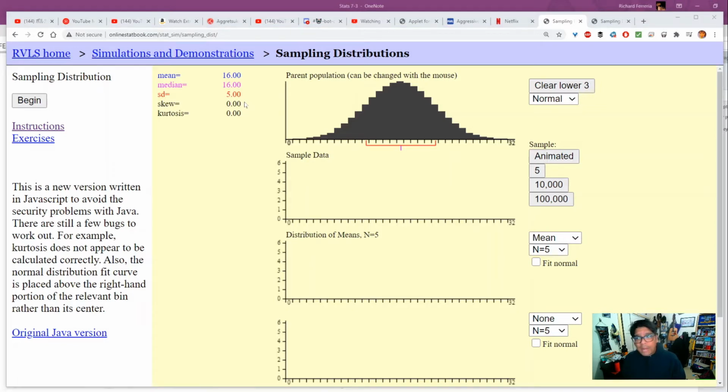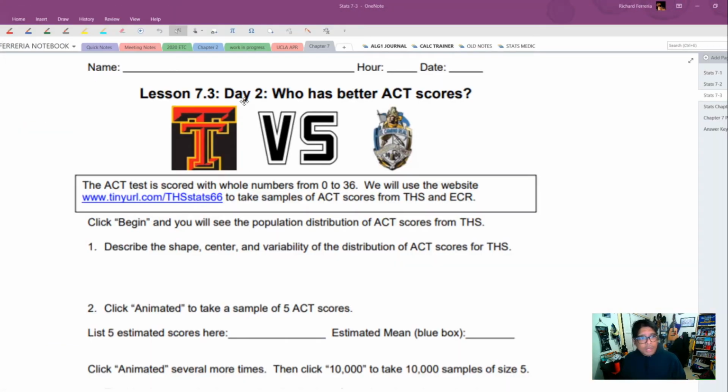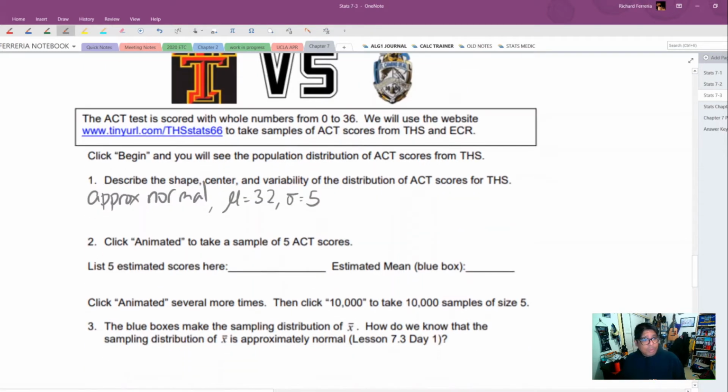So when I come back to here, we can describe the shape, center, and variability here. It looks like we have approximately normal. Mu is 32, and sigma is 5. There's no subscript here, so that implies that we're looking at the entire population. Now what we're going to do is click Animate to take a sample of 5 ACT scores.